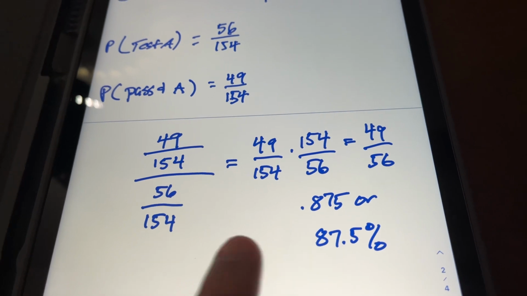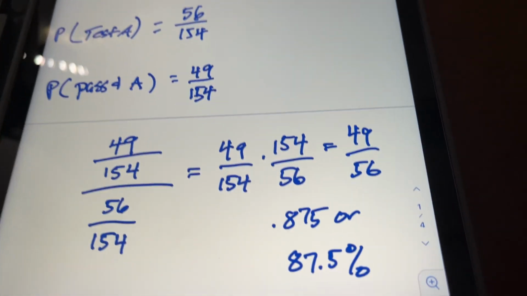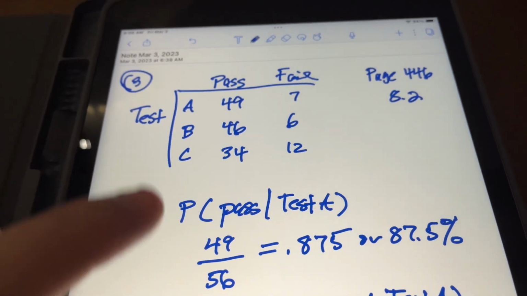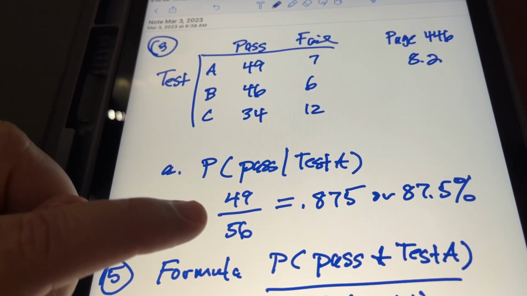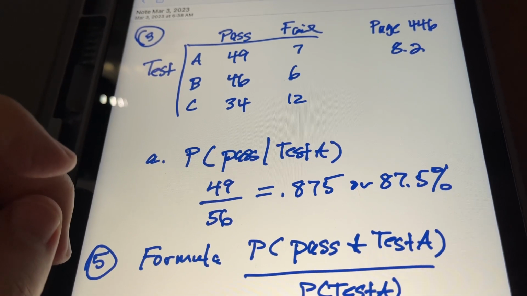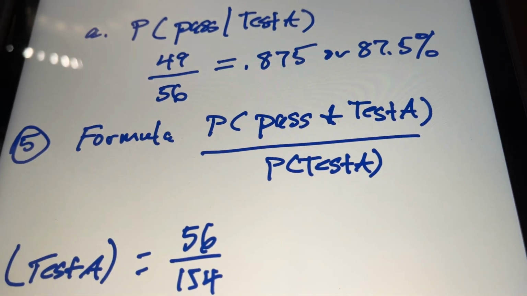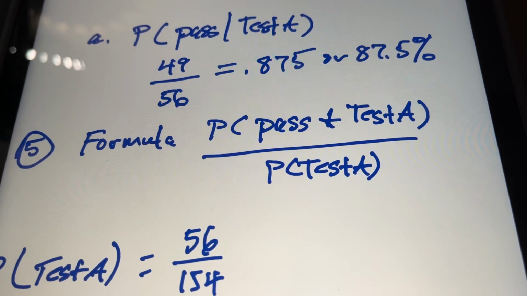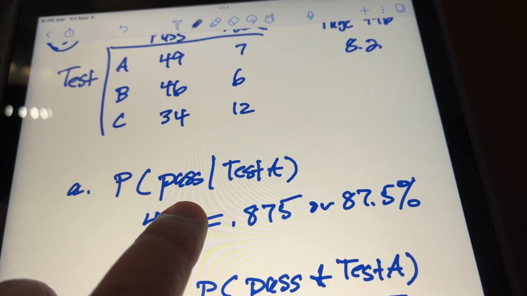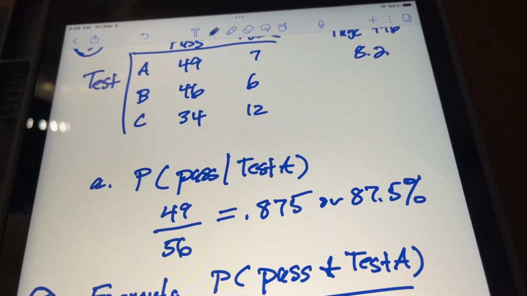So this is us using the formula. Notice we got the same answer as when we didn't use the formula and just used the chart and our reasoning: the probability that somebody passed given that they took test A. It's the same answer, and it should be. So consider this formula. This is the formula for conditional probability, and that's how you do it using the formula, the probability of passing given that you took test A. So those match up.